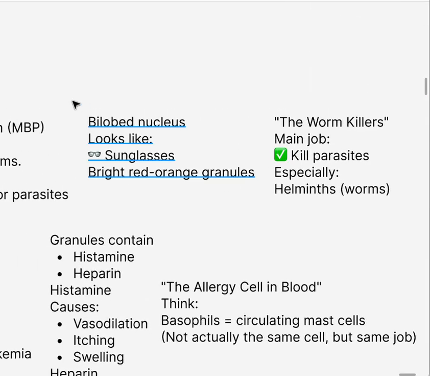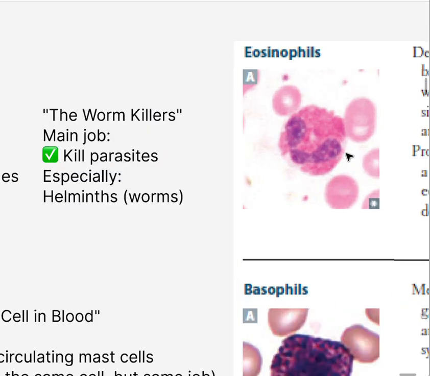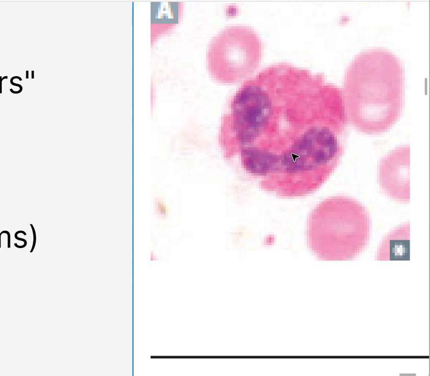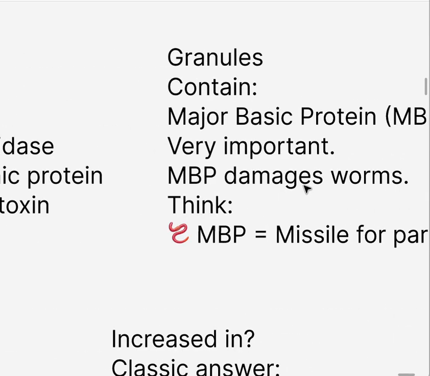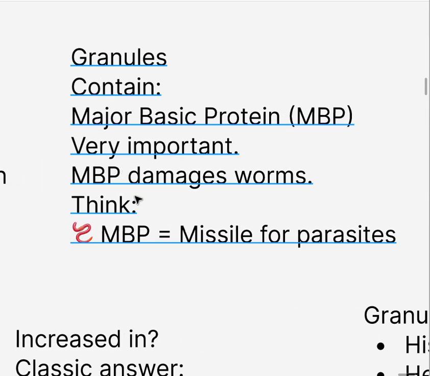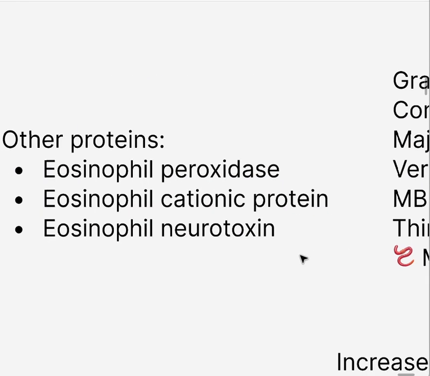They appear like this, which looks like sunglasses. Imagine these look like your sunglasses, with bright red orange granules, right? Can you appreciate the bright red orange granules here? They contain the major basic protein. This major basic protein is very important because it damages worms. Think of the major basic protein as a weapon against parasites, right?